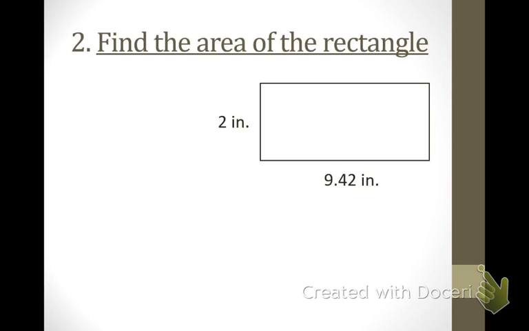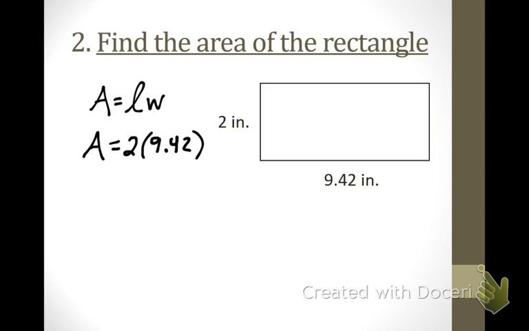So this is kind of like combining today's lesson with what we learned last week. What is the formula for area of a rectangle? Gabby? A equals L times W. Good job. Area is the length times the width. Help me out with this, Gabby. What should I put? What's my length? 2 times 9.42.